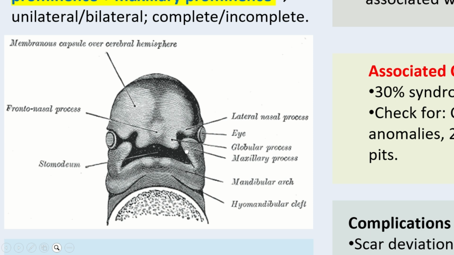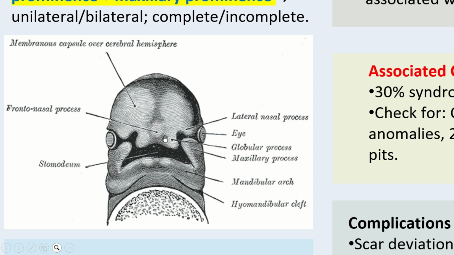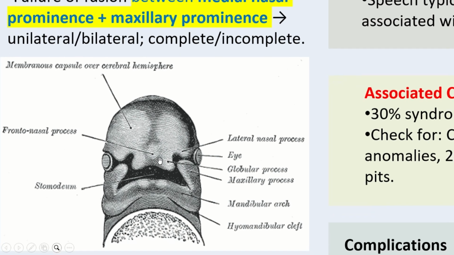So the upper lip is supposed to come and fuse with the frontal nasal, it's going to come and fuse with this median nasal prominence, the frontal nasal process. So if there's failure of fusion around here, that is when we are going to have the cleft lip. And the cleft lip can be unilateral or it can be bilateral, and 75% of the cases are unilateral.